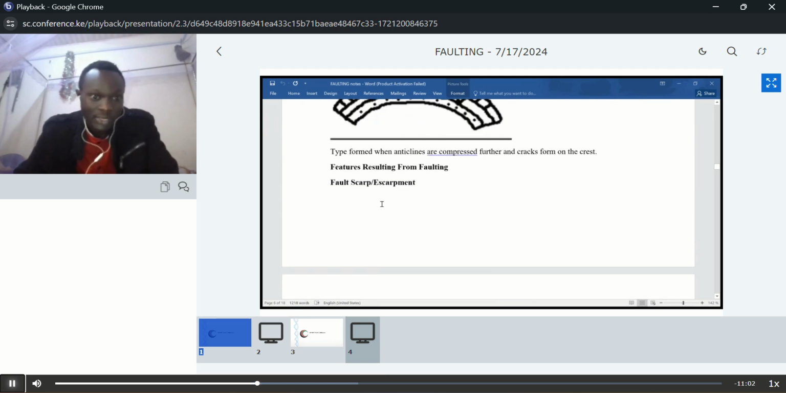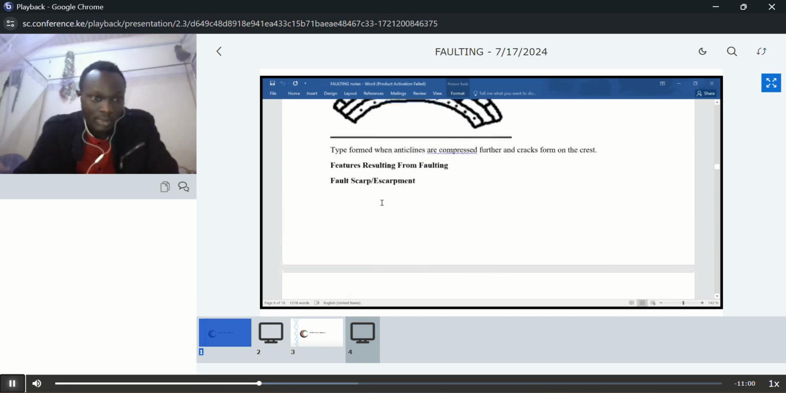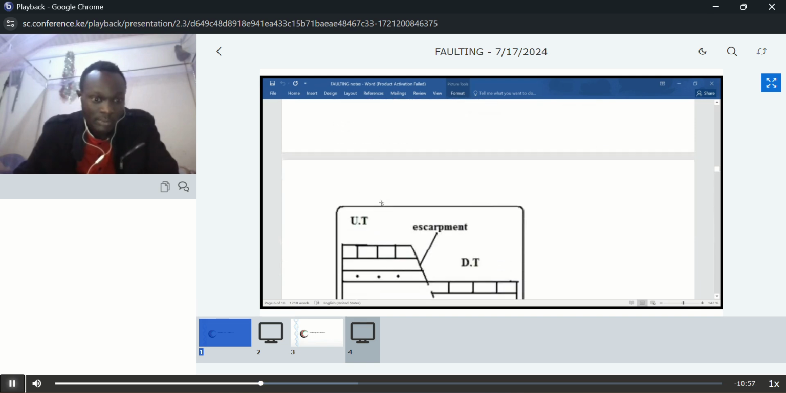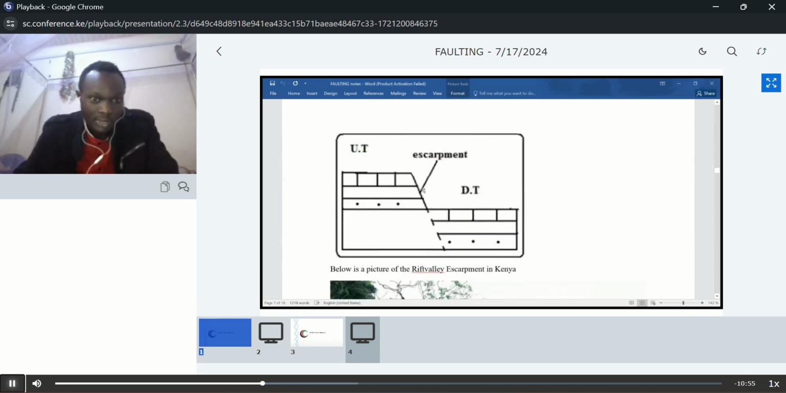We have features resulting from faulting. Number one is the fault scarp, or we call it the escarpment. This is the escarpment.